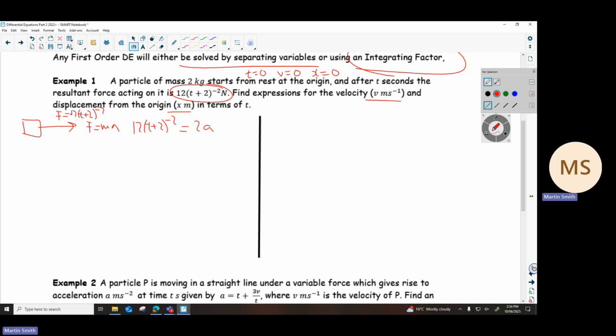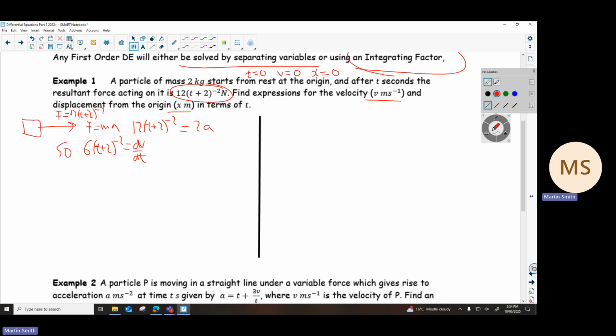Now I can turn this into a differential equation linking v and t, which I can then solve to get the velocity. I'm going to divide both sides by 2, and I will get 6 times (t plus 2) to the minus 2 is equal to dv by dt. So there you go, there's my differential equation connecting velocity and time. And actually, this can be solved by separating the variables. Therefore, this could really be an A-level maths question rather than a further maths question.